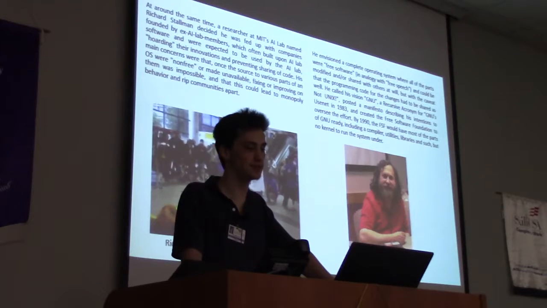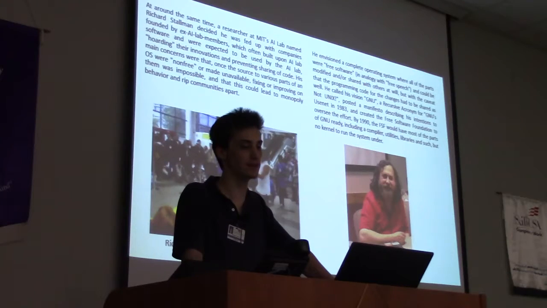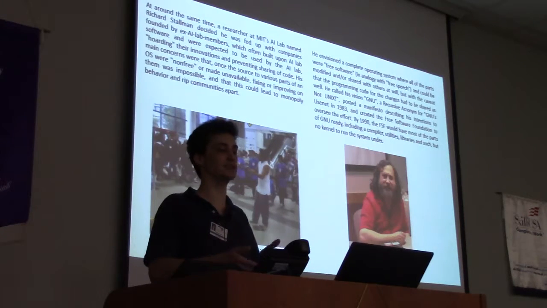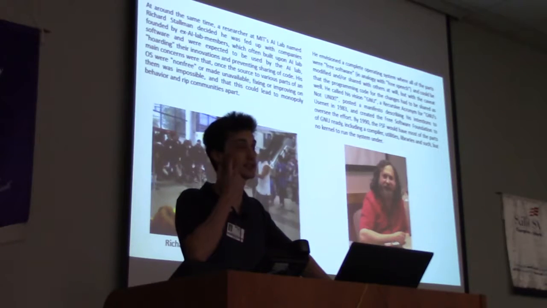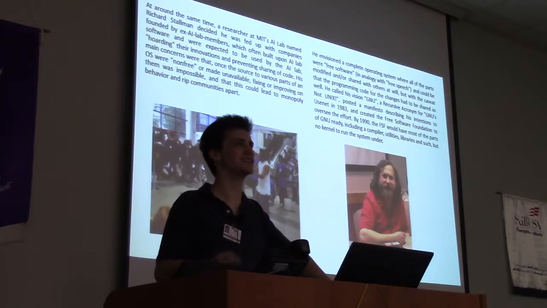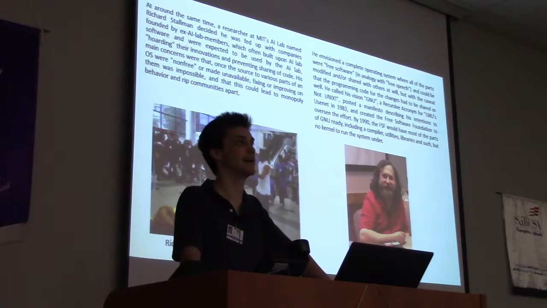He posted a manifesto describing his intentions to Usenet in 1983 and created the Free Software Foundation to oversee the effort. By 1990, the Free Software Foundation would have most of the parts of GNU ready, including a compiler, utilities, libraries, and such, but no kernel to run the system here. As an aside, GNU has been producing their own kernel since 1989, 1990. It's still in development. There's still recent modern updates to it, but it's not stable enough after 20 years that they've just never really caught on with it.